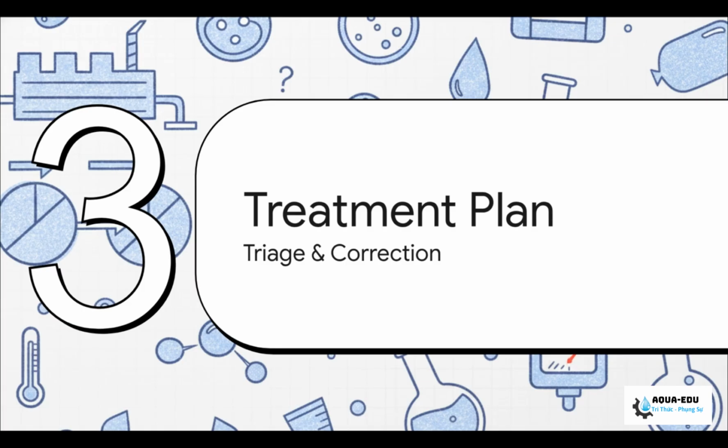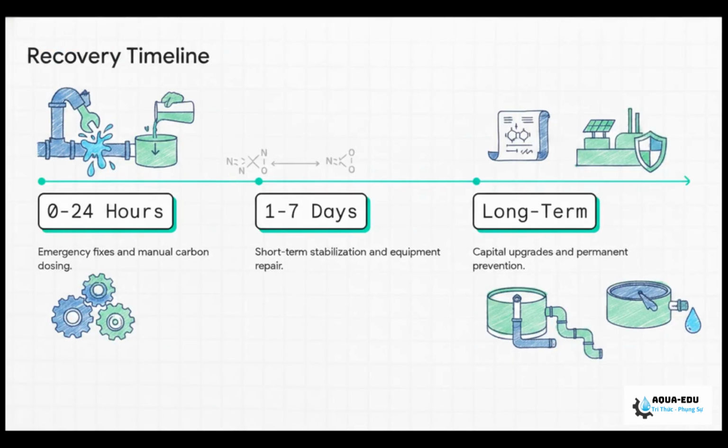Once you've completed that diagnosis, you have to act, and act decisively. We're going to break your response down into exactly what you need to do on a very strict timeline. First, we have the 0 to 24-hour window, which covers your emergency fixes and dosing to basically stop the bleeding. Then, we look at the 1 to 7 day window. That's all about short-term stabilization and equipment repair. And finally, we look at the long term, which focuses entirely on facility upgrades and permanent prevention.